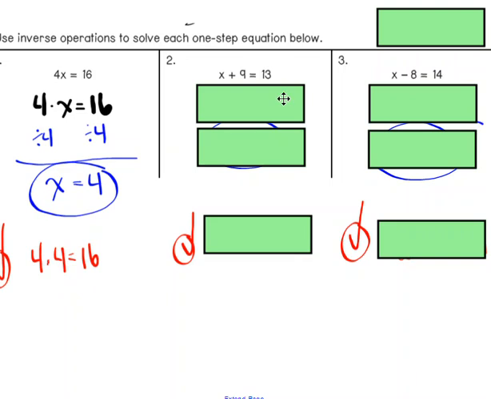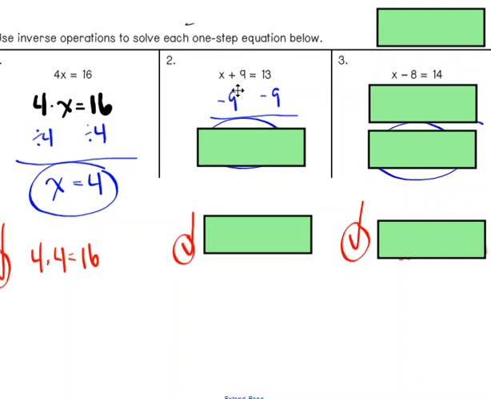Number 2, another simple one. I know that's simple, but again, think about the steps here. What is being done to the variable? Well, it's being added to. So you've got to think, what's the inverse of adding? Well, subtracting. We want to subtract 9 from both sides, because we want to get rid of that plus 9. And the way we get rid of it is we subtract 9. But you've got to keep things balanced. You've got to do it to both sides.